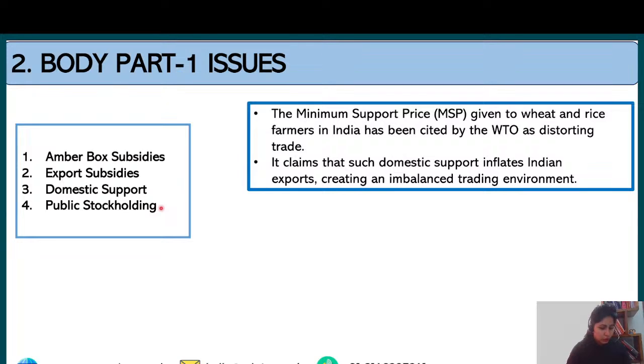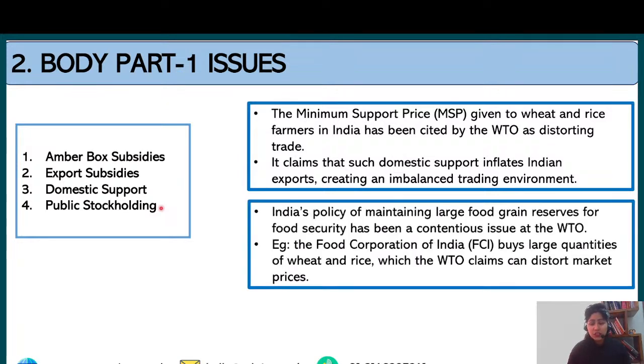Then there is public stockholding. That's another issue which I've already explained, that India's policy of maintaining large food grain reserves for food security has been a contentious issue. For example, FCI buys large quantities of wheat and rice, which the WTO claims can distort market practices. And just to tell you, because India has this public stockholding, it can sell food grains to poorer countries at a very low price. That means markets in poorer countries are already distorted. The western counterparts or the developed countries cannot enter there because India is already providing food grains at a very low price. Secondly, India also provides free food grains whenever a country requests it.